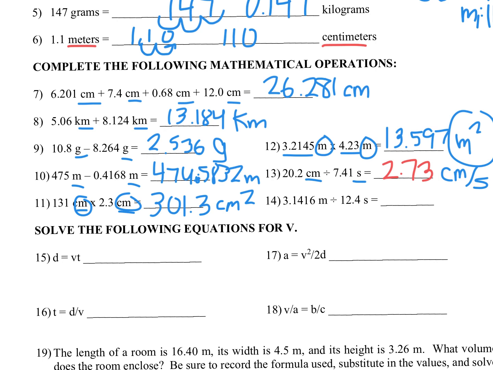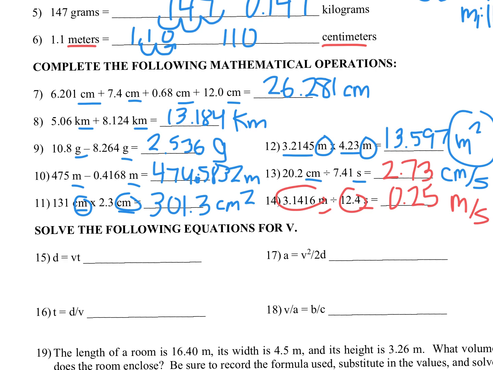All right. Number 14. Look at that. I've got meters divided by seconds. That means it's going to be meters per second for my units. And if I take 3.1416 divided by 12.4, I end up with about 0.25 meters per second. So the math, no issue. Just plug in your calculator. However, the units, pay attention. If you're multiplying or dividing, you're going to change your unit. If you're adding or subtracting, your unit should stay the same.